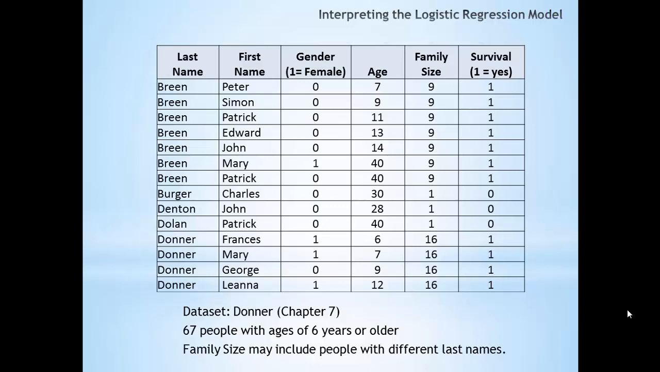This is a common example of a logistic regression model where the response, survival, is either yes or no. If they survived throughout the winter, we gave them a 1, and if they did not survive, they received a 0. In addition to survival, we know whether they were male or female, we know their age, and we know the number of family members that were traveling with them during this time, called the family size. Just a small note, children 5 and younger were removed from the dataset before the analysis was done. In addition, note that family size can include people with different last names.